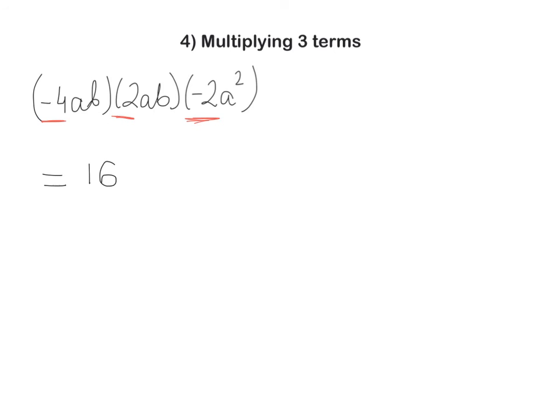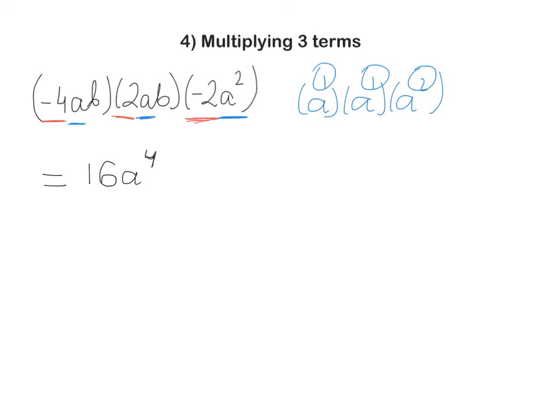And it is 16. Then we have a multiplied by a multiplied by a squared. So a by a by a squared. If we have just a, that's a to the power of 1. We have the same base. We can use rule number 4, so we can add the powers. So this is a to the power of 4. And then the last thing in here, we have b multiplied by b. And b multiplied by b is b squared. Okay?